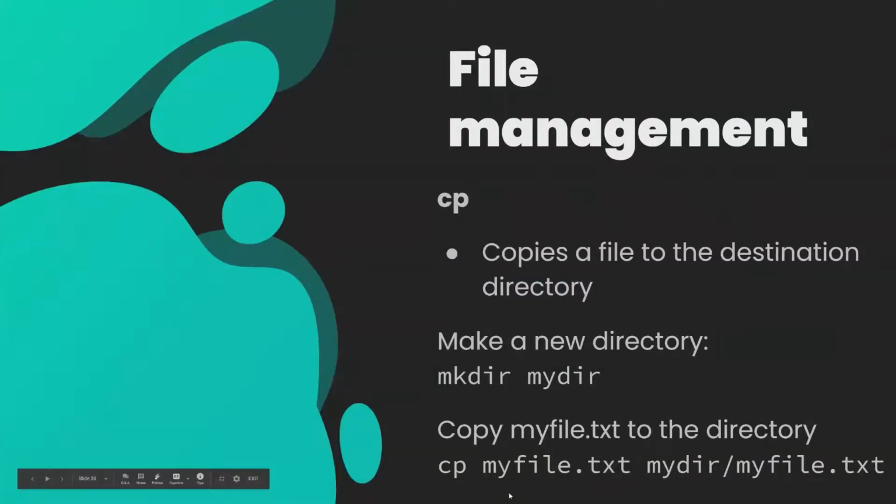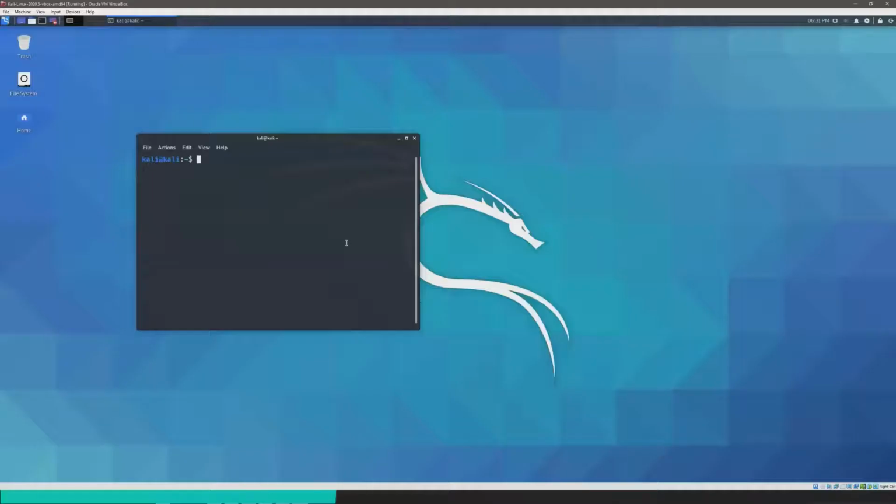Okay, so file management. So cp, which means copy, it just copies a file to the destination directory. So let's use that by making a new directory again, and then copying the myfile.txt that we made earlier to the directory that we want to put it into. So I'll demonstrate that to you guys. Make directory, mydir. Here we go, the directory is there.